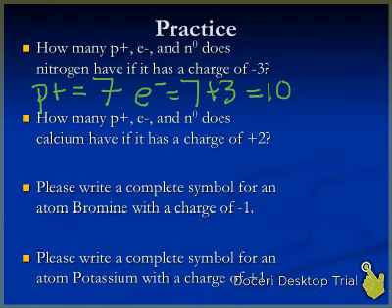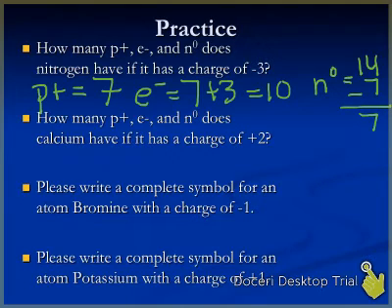Okay, next we have to do neutrons. How do we do neutrons? We do mass number, which is 14, minus atomic number, which is 7. So in total we're going to have 7.